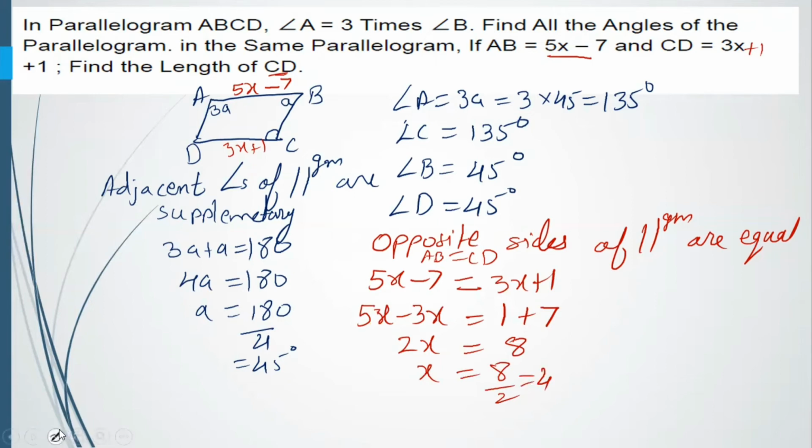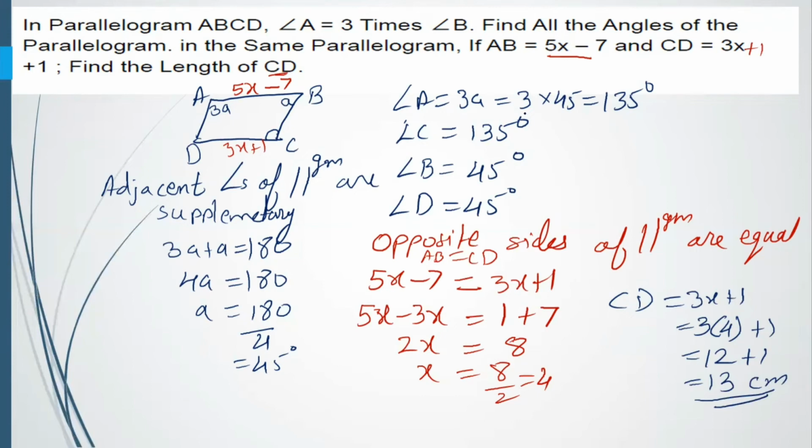Now we can find the value of what was asked, that is CD. CD is equal to 3x plus 1. Let us substitute the value of x, which is 4. 3 into 4 is 12, and 12 plus 1 is 13 centimeters. If the unit is not given, you can just write 13 units as the value of CD. Even if you are asked AB, if you substitute here, 5 into 4 is 20, and 20 minus 7 is 13. Opposite sides of a parallelogram are equal.